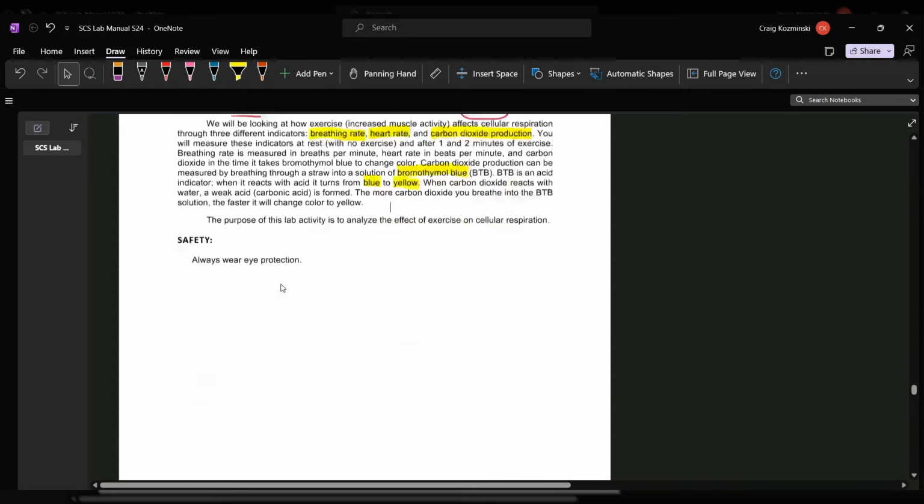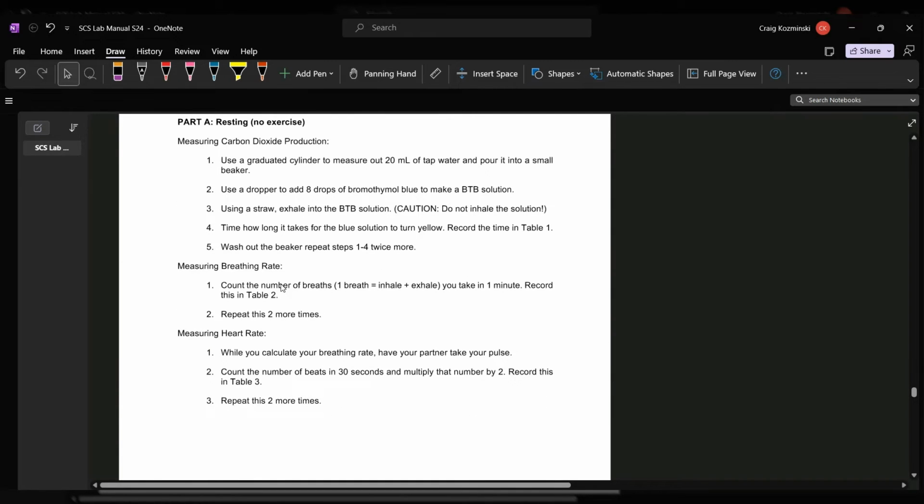And so we're going to be doing a bit of an experiment here where you're going to be collecting information on the amount of time it takes for you to convert the solution from blue to yellow. We're going to be measuring your breaths over time and your heartbeats over time. And you're going to be doing this in part A at rest, meaning no exercise. So in the very first part, you're just going to be sitting at your tables, collecting some data on the amount of time it takes for you to convert the solution from blue to yellow, the number of breaths per minute, as well as the number of heartbeats over time.